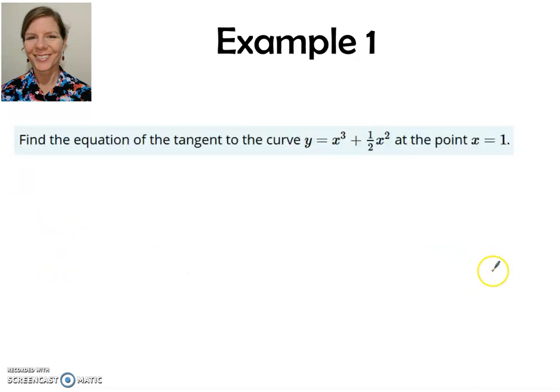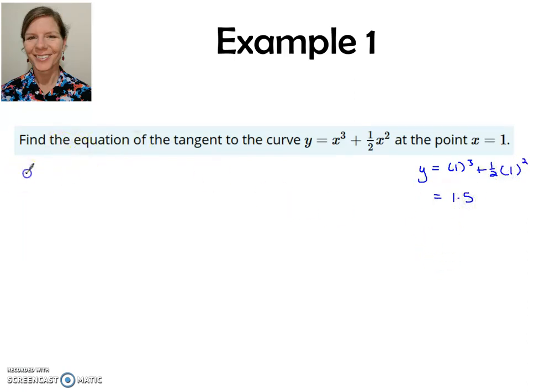So we're going to find the equation of the tangent to this curve at the point where x equals 1. Straight away we know that we need to find the y value, because we'll need that when we want to find the constant of our tangent line. So y, when x is 1, is 1 cubed plus a half times 1 squared, which is just 1.5. We'll come back to that later.